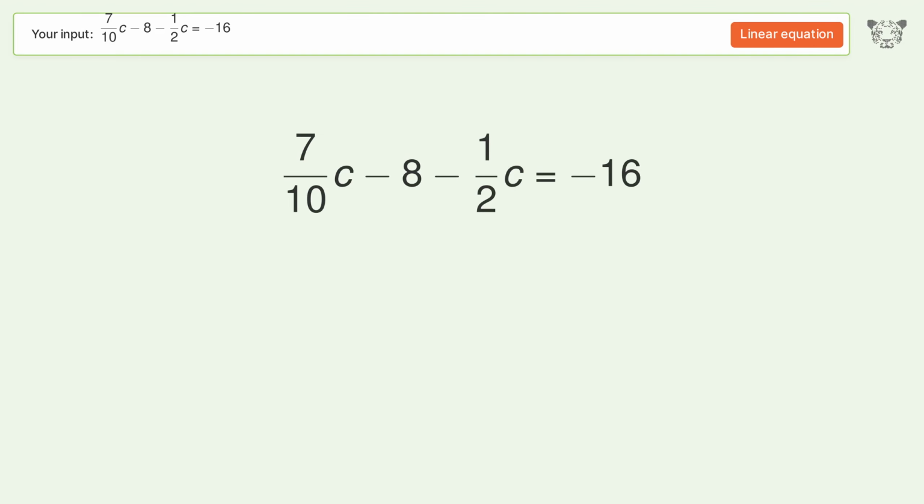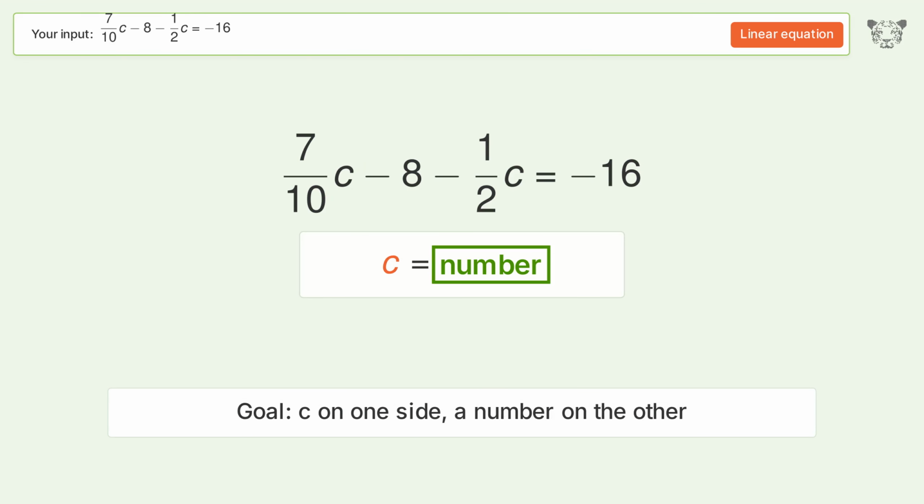Here is the linear equation we are asked to solve. 7 over 10 times c minus 8 minus 1 over 2 times c equals negative 16. Solving means leaving the variable alone on one side, with a number on the other. Let's do this step by step.